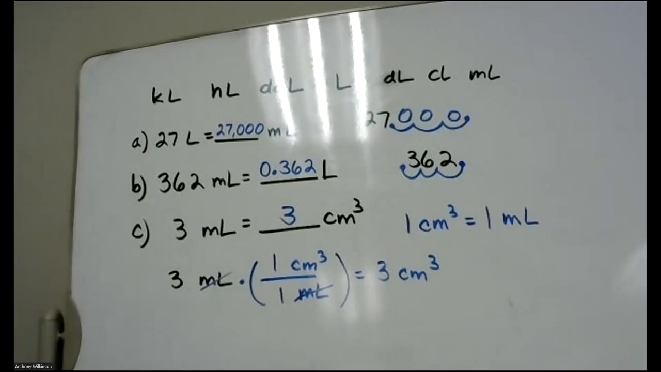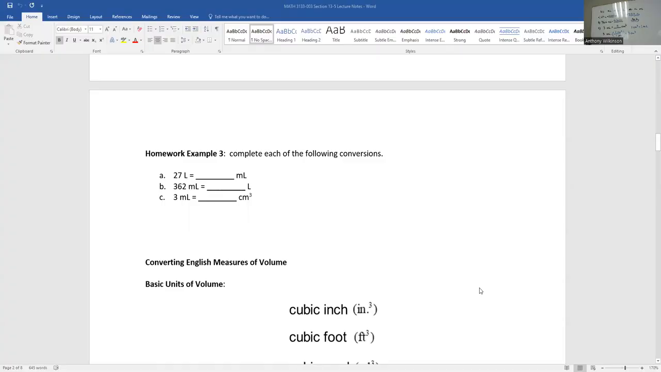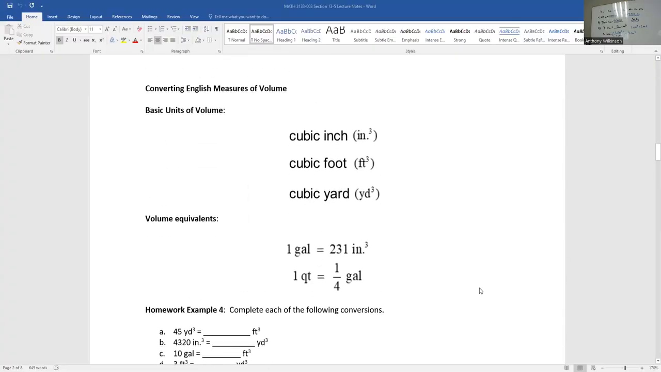Okay, any questions about converting metric units of volume? There's also English units, English measures of volume. And those basic units there are just going to be cubic inches, or cubic feet, or cubic yards.